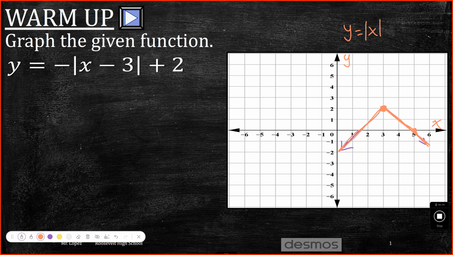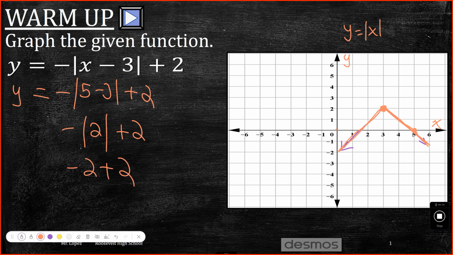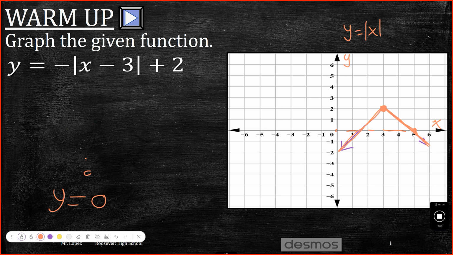If I plug in x is 5, the output better be 0. So 5 minus 3 is 2. Take the absolute value of that. Absolute value of 2 is 2, but we have a minus in front of it. So now we're going to get negative 2 plus 2 is 0. So y is 0, which is exactly what I just said. And it just goes on and on and on. So it wouldn't be recommended that you do a table of values. I would recommend that you understand the transformations and how to do transformations on a graph.